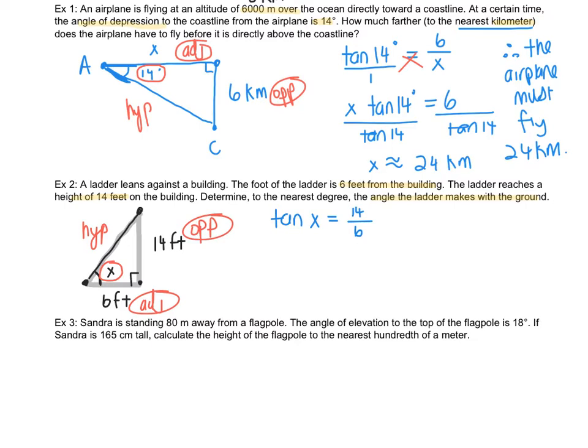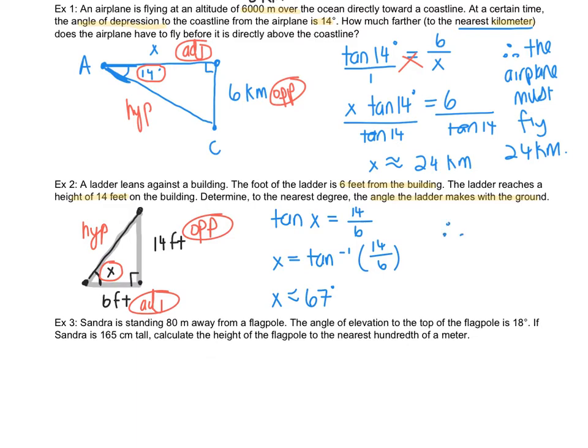And as a reminder, when you're solving for an angle, you will always be using the inverse of tan in this scenario. So we will have tan inverse of 14 over 6. And when you put that into your calculator, you get approximately 67 degrees. And it says to round to the nearest degree, so again, I don't need any decimals.